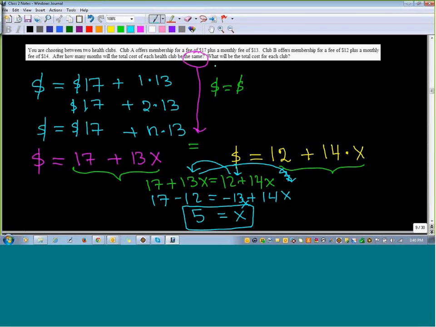Plug here. $14 times 5 months, you would pay $60, right? And 6 plus the membership fee would have been dollars. But if you would plug it here, right?